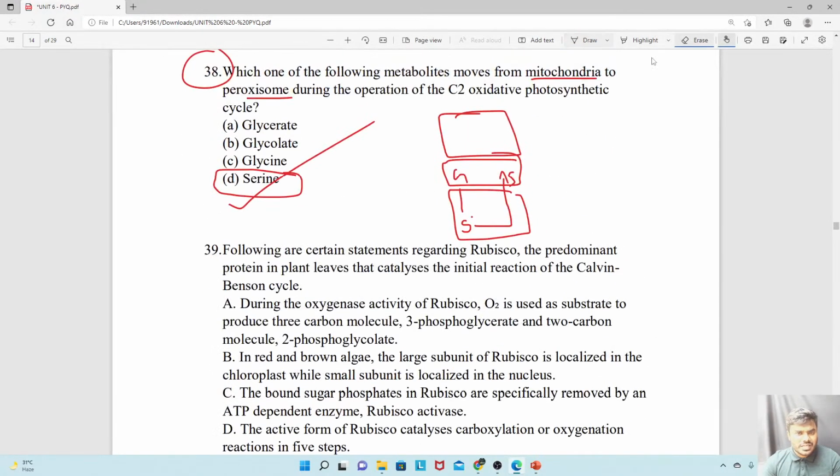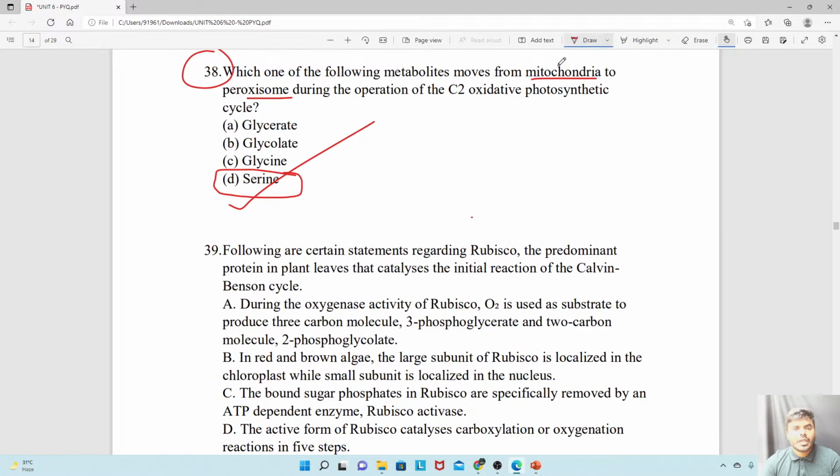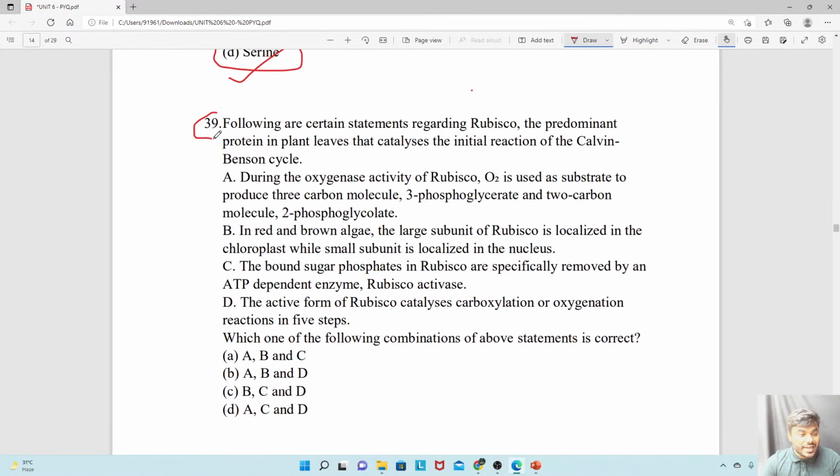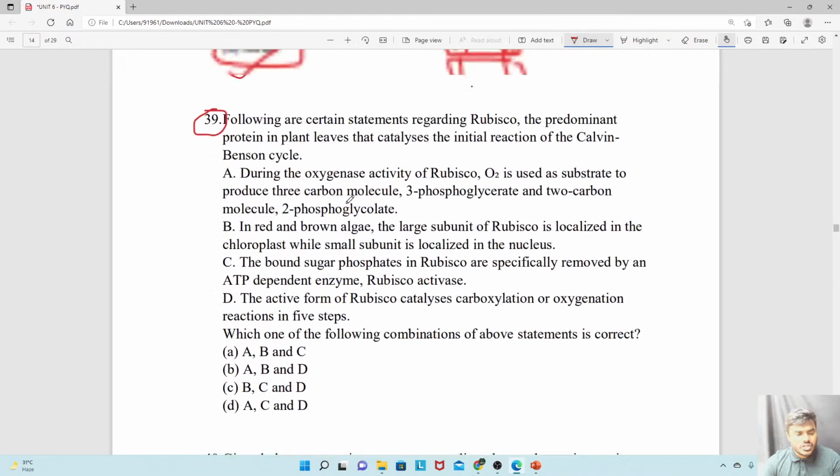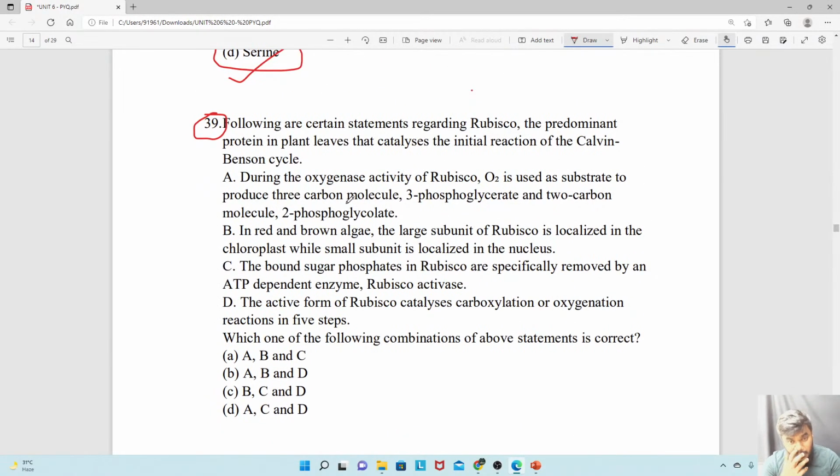Okay, I gave the answer too fast. Okay, sorry. Question number 39. Think and answer. It's a big question. Slowly think and answer.